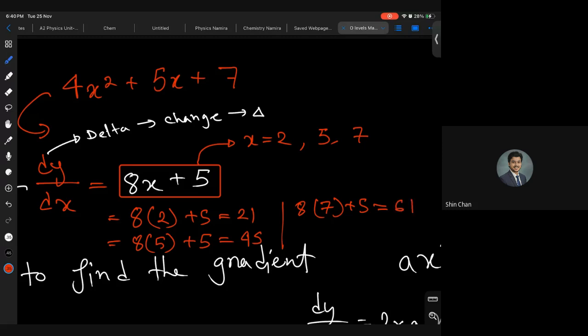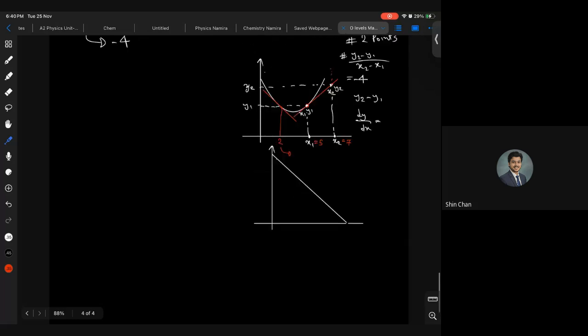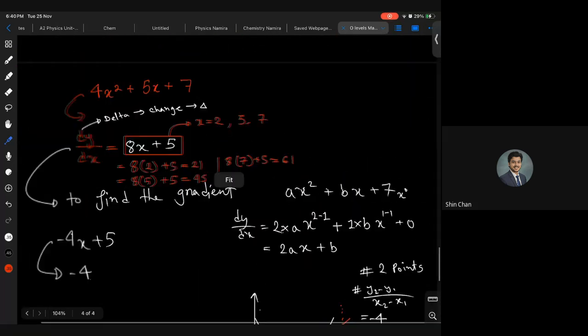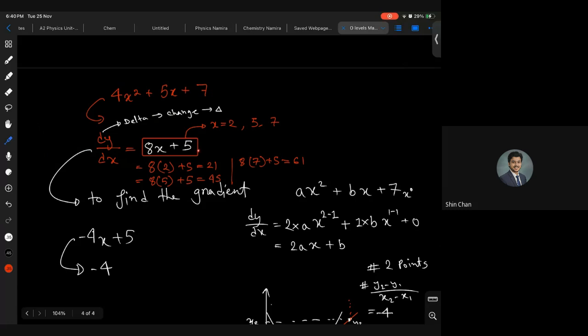So see, it was so easy to find the gradient at x equals 2, x equals 5, and x equals 7, rather than drawing each tangent at every point. So wasn't it easier? Yes, sir. It was quite easier. Yeah, so basically that is why it was invented, to find the gradient in a simpler form.